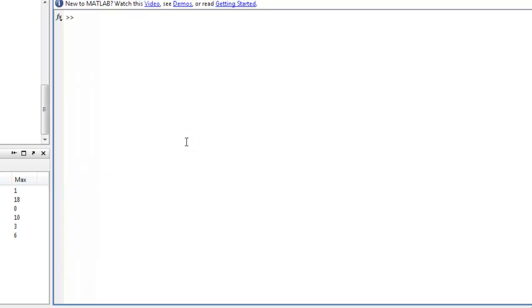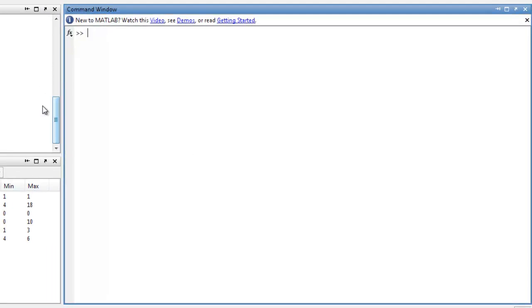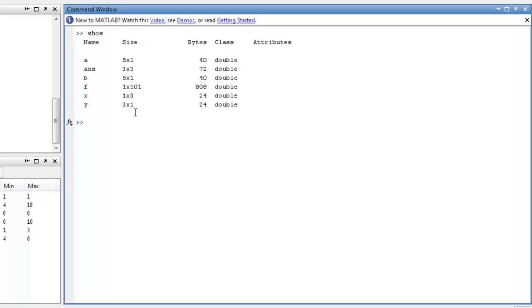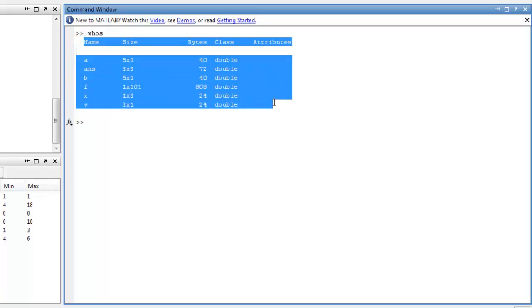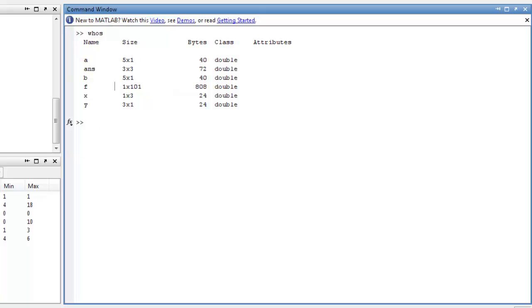So let's move ahead. Let's try solving some algebra. Before that, if you forgot something you have defined earlier, for example you forgot the value of f you defined earlier, just type in whos, and it will show you all the values which you have defined. It will show you the workspace, everything in the workspace with its size, values, everything.